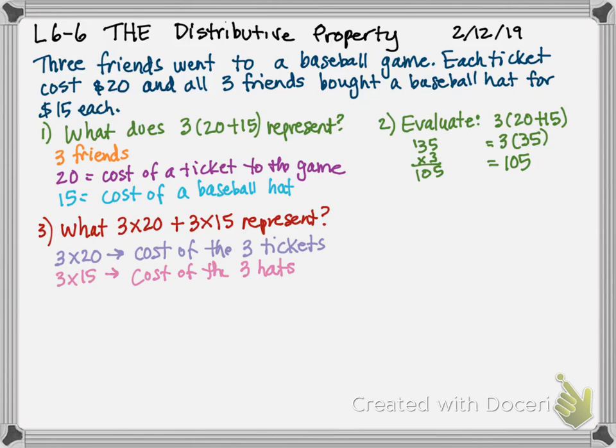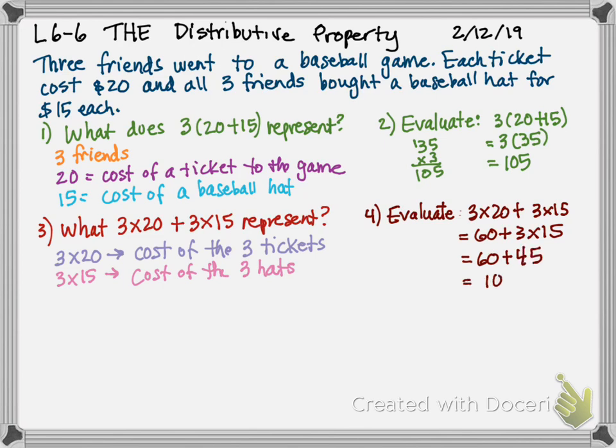So what we're going to do is evaluate this expression, excuse me. And that would be 3 times 20 plus 3 times 15. According to order of operations, we're going to do any multiplication or division as it shows up. So first I see is 3 times 20, that's 60. Next I see 3 times 15, and that's going to be 45.